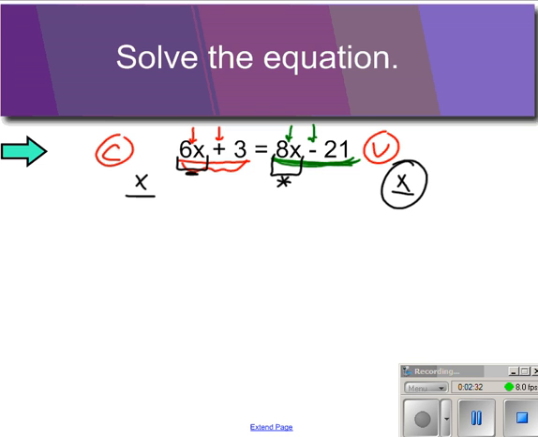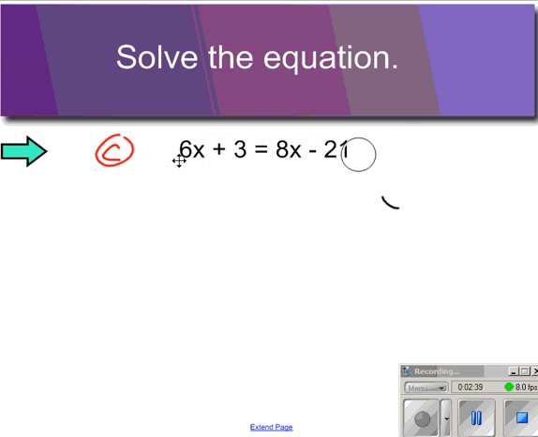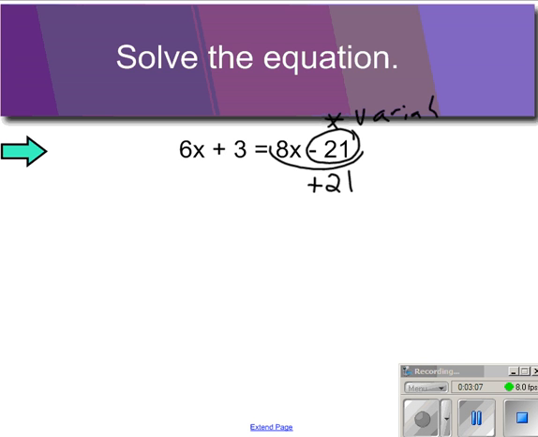Now what I'm going to do is apply my properties of equality. I'm going to erase all this so I have a nice clean problem. And just like we've done before, I am going to start with undoing my addition and subtraction first. Because I have identified this side as my variable side, I want to look at this expression and get rid of the constant, because I want my variable to be left alone on the right side. To get rid of my constant, I'm going to undo subtract 21 and I am going to add 21.